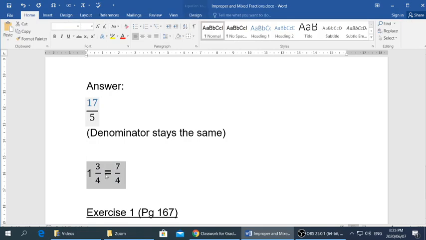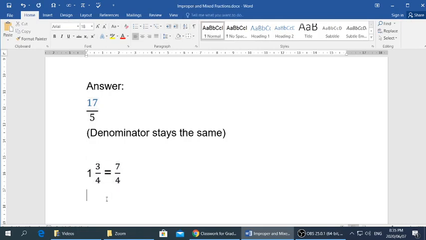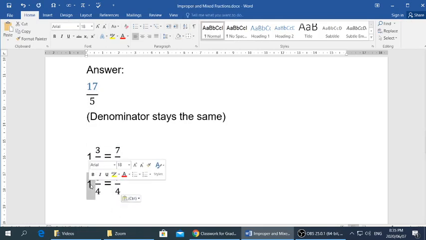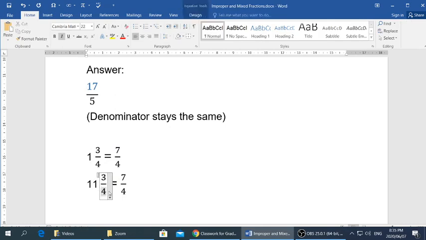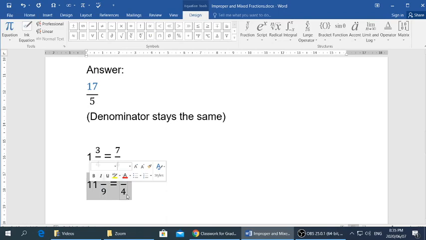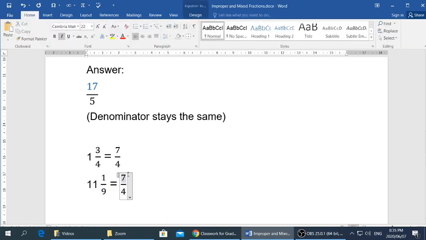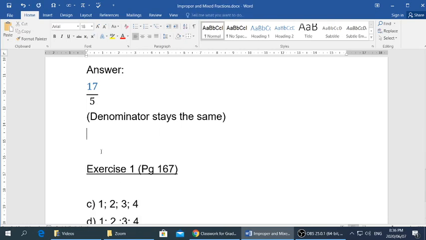Let's try a slightly bigger one. So let's try 11 and 1 over 9. Okay, what is 11 times 9? That is 99 plus 1, 100. And remember, my denominator stays the same, so it's 100 over 9. Okay, so this one's actually a little easier than the previous one. It's just a multiplication and a plus. Always the same. Okay, not too difficult.